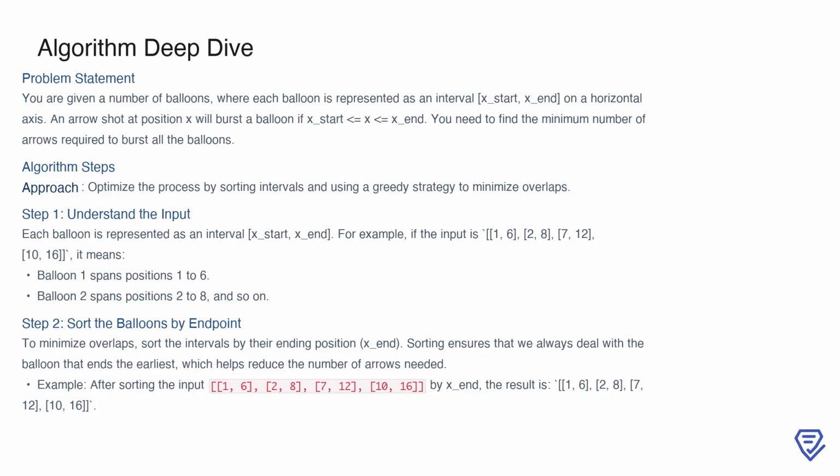For example, given the input [1, 6], [2, 8], [7, 12], [10, 16], we interpret it as 4 balloons with corresponding ranges. After sorting these intervals by their endpoints, the order remains the same: [1, 6], [2, 8], [7, 12], [10, 16]. This sorted order makes it easier to determine the optimal points for shooting arrows and reducing overlaps.